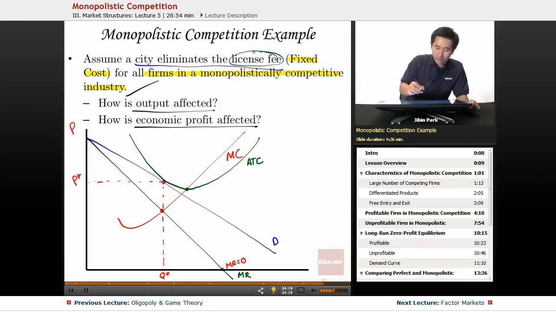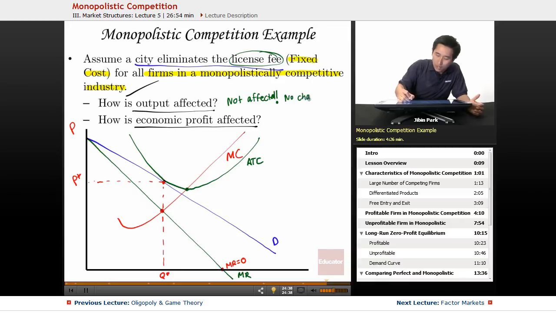So there is no more license fee. So the fixed cost actually decreases. Now, that doesn't impact the marginal. So how is output affected? And the answer is absolutely not. It's not affected. No change. And why? If you had to explain, it's no change because marginal cost stays the same.